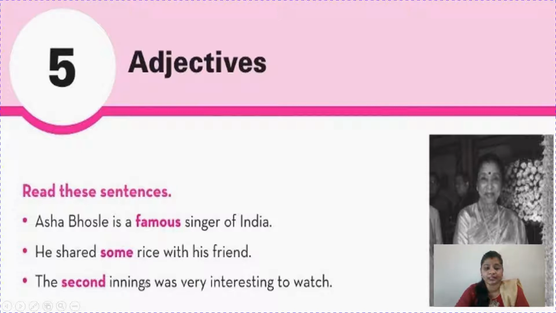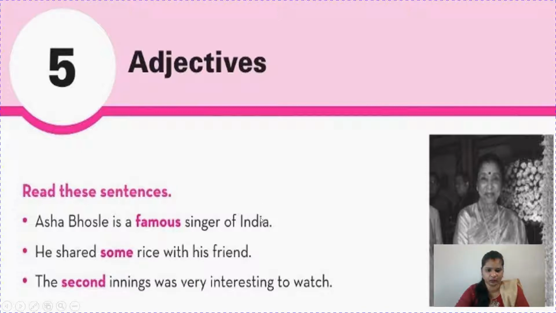The second innings was very interesting to watch. Maybe we have seen so many innings, but the second inning was very interesting. So inning is a noun, and which word is modifying it? Which word is giving more information about innings? Second. So it is an adjective of number. So children, what you have to notice here is that any word which is used to describe a noun is an adjective. We can say famous is describing singer, some is describing rice, second is describing inning. So famous, some and second are adjectives.